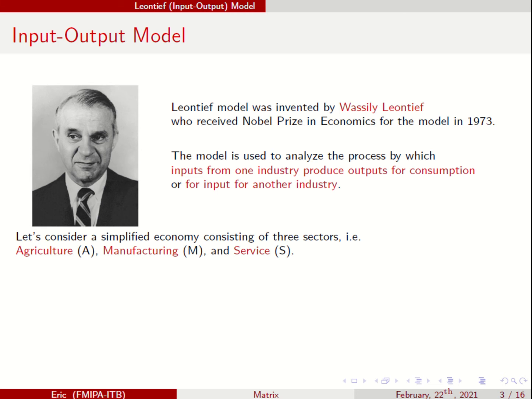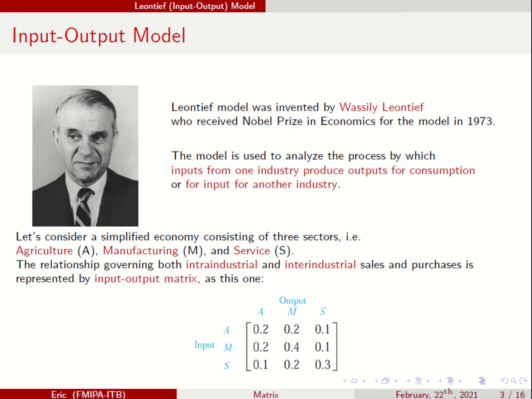The model is used to analyze the process by which input from one industry produces output for consumption or for input for another industry. Let's consider a simplified economy consisting of three sectors: agricultural, manufacturing, and service. The relationships govern both intra-industrial, what I mean by intra-industrial is agricultural with agricultural, manufacturing with manufacturing, and service with service, or inter-industrial, agriculture with manufacturing, agriculture with service, and so on.